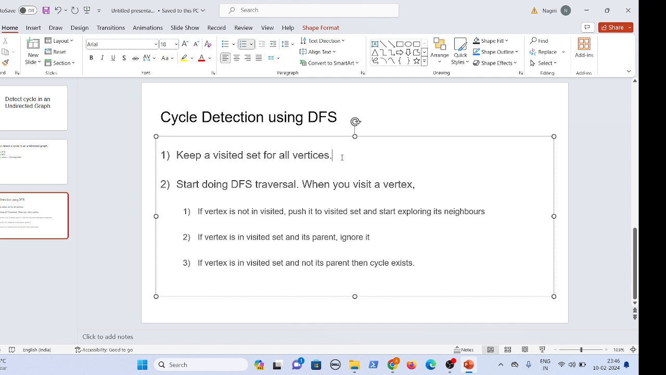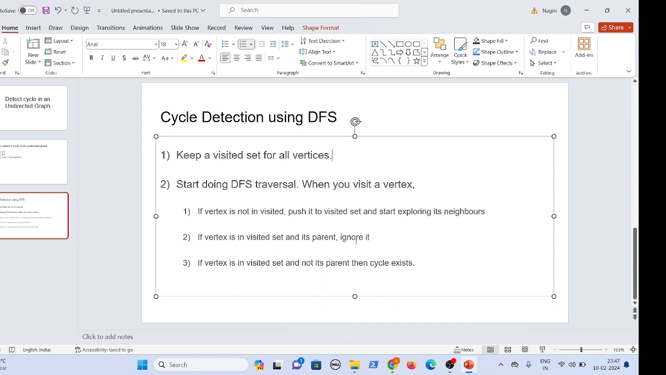You explore its neighbors. While exploring its neighbors, there are three conditions to be checked. If the neighbor is not visited, then you push it to the visited set and start exploring that neighbor. If the vertex is already in the visited set, then there are two conditions. If the neighbor is the parent of the vertex, then ignore it. If the neighbor is not the parent, then a cycle exists.